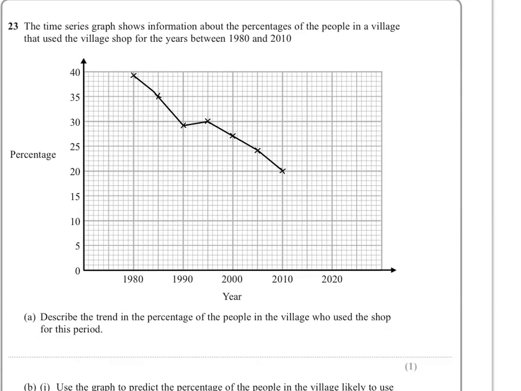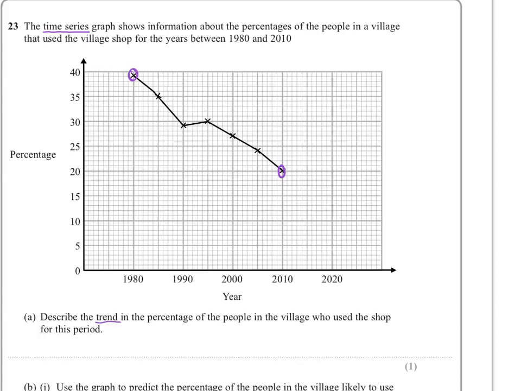Question 23. The time series graph shows information about the percentages of people in a village that use the village shop for the years between 1980 and 2010. And time series just means how some data changes over time. Okay, and that's all it means. It's nice and simple. And we have to describe the trend in the percentage of the people in the village who use the shop for this period.